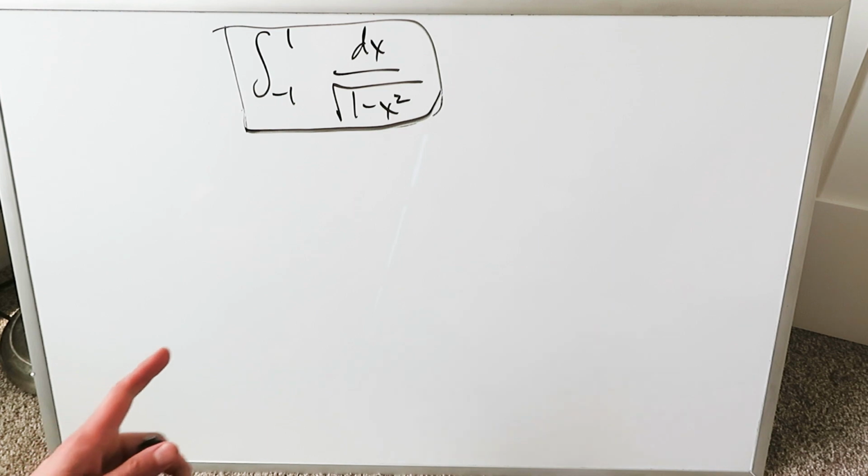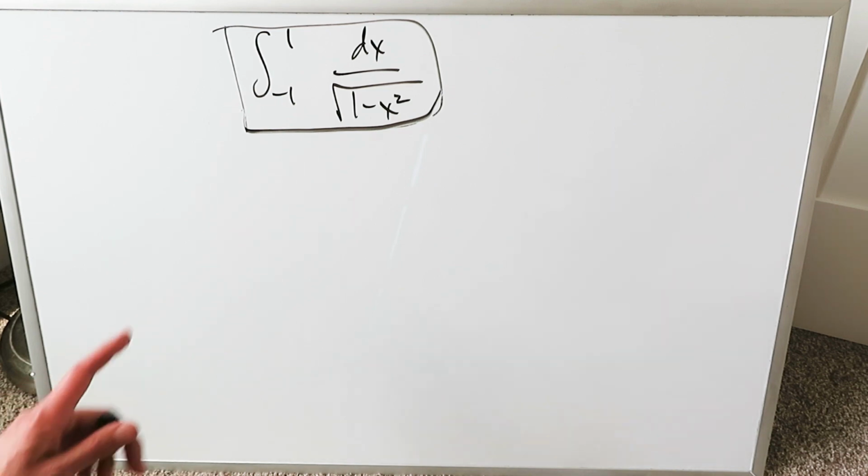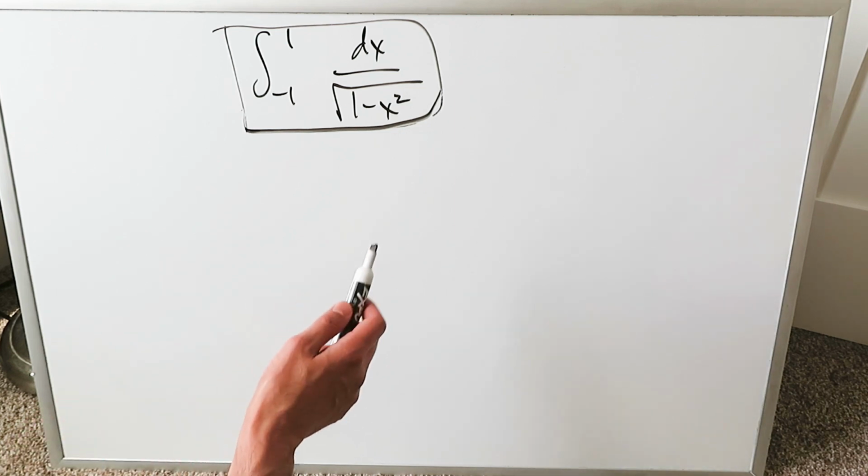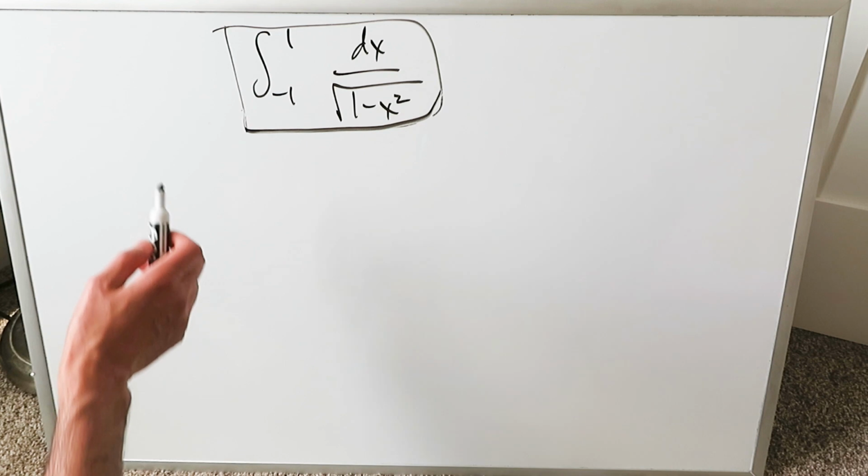I want to spend a few minutes here just to go over this particular question with you all. The integral from minus 1 to 1 of dx divided by the square root of 1 minus x squared. It's a very interesting question, and I will explain to you all why that is the case.